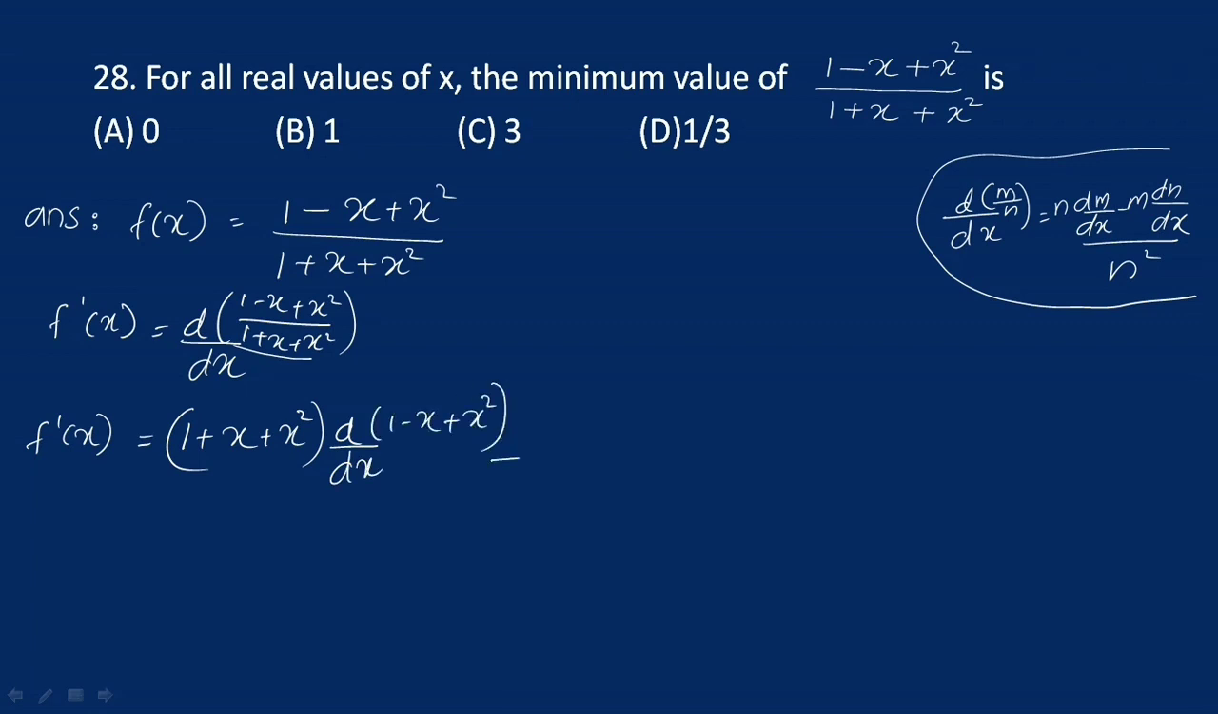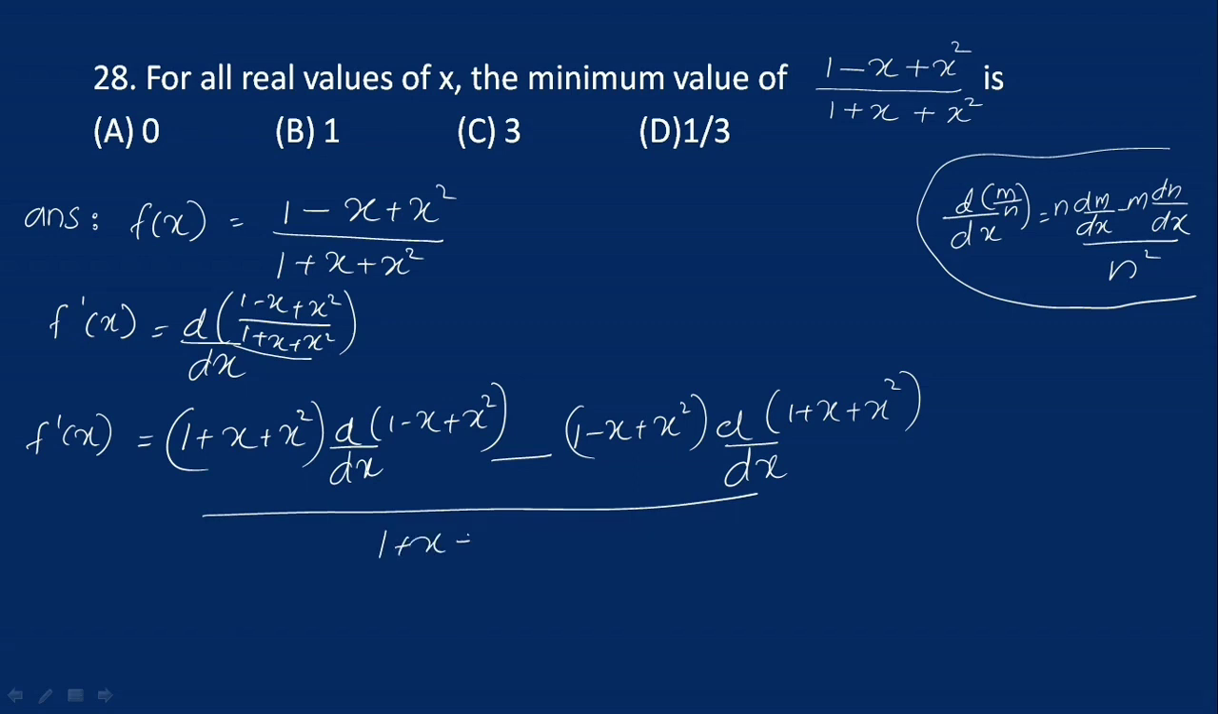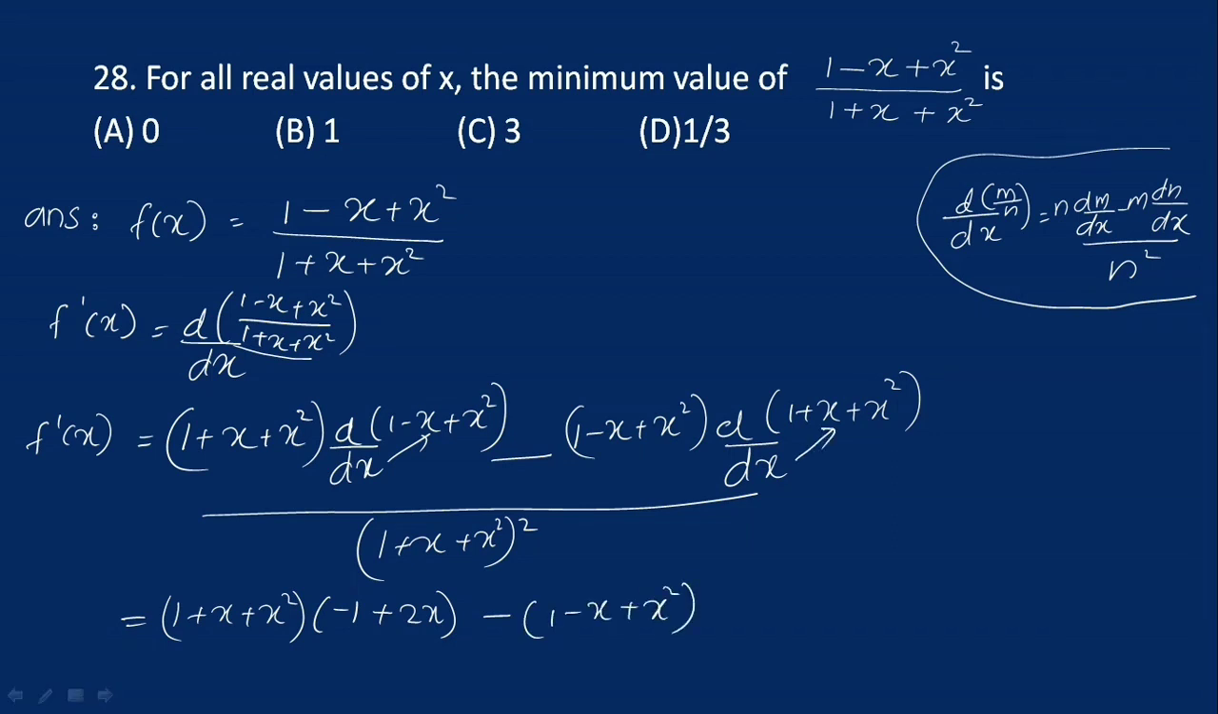So we have f dash of x is equal to 1 plus x square into d by dx of 1 minus x plus x square, minus 1 minus x plus x square into d by dx of 1 plus x square, divided by 1 plus x square whole square. So by solving, we have 1 plus x square into d by dx of 1 minus x plus x square. We have the remaining, that is minus 1 plus 2x, minus 1 minus x plus x square into d by dx of 1 plus x square, that is 1 plus 2x, all divided by 1 plus x square whole square.